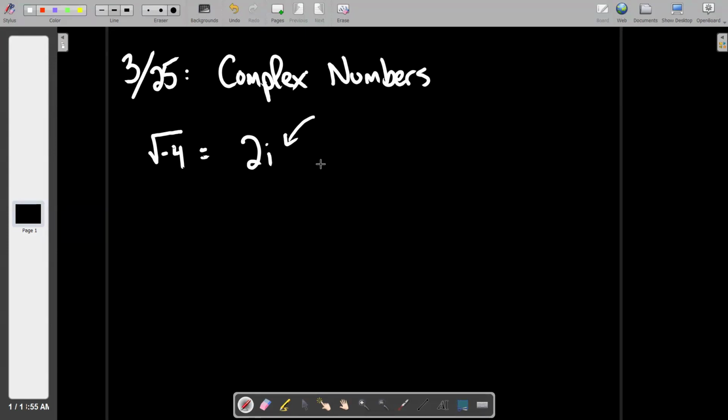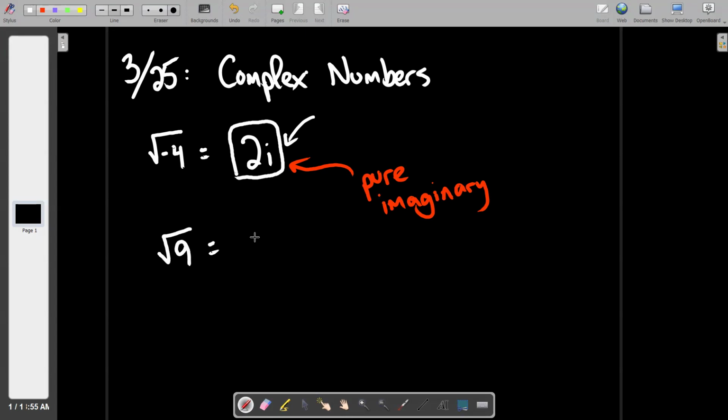The thing that I don't tell you until today is that complex numbers can also have real parts to them as well. So this is a type of complex number. This has a name. This is called a pure imaginary number. And in a very confusing note, what's the square root of 9? 3. This is also a complex number. This just happens to be a type of complex number called a real number.